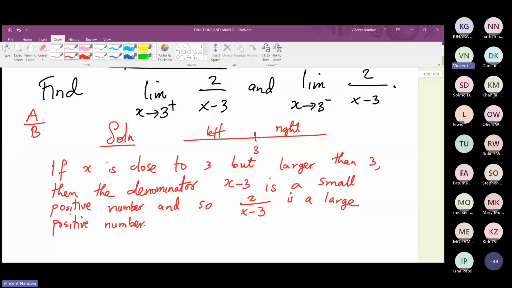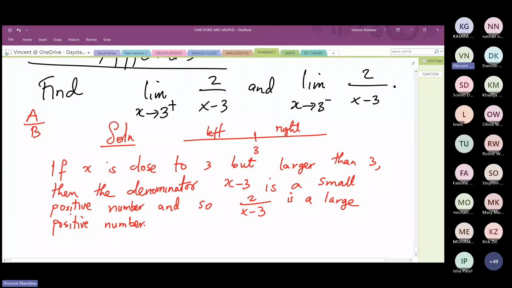Are you able to picture that? That you have a fraction a over b. If you fix a to be the same number, you are not changing it, but you make this b to be a very small number. The overall effect is that your value of that fraction will be bigger. Okay.